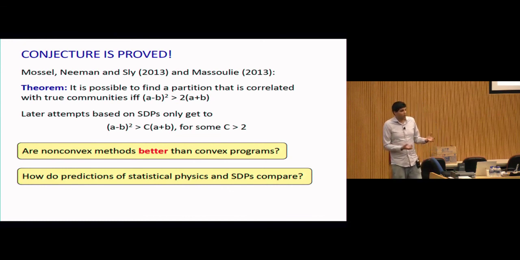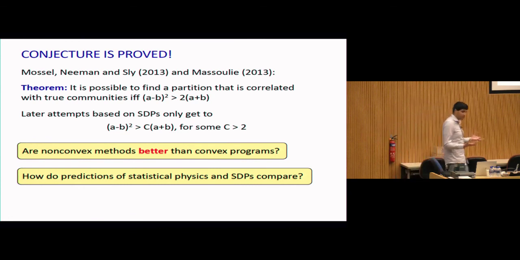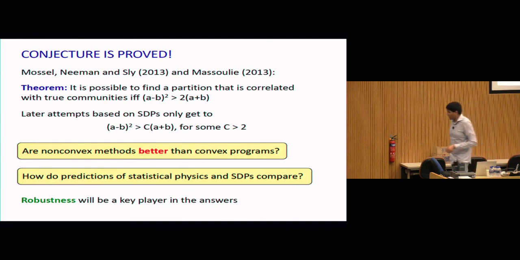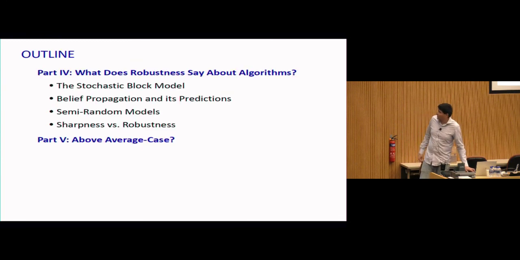When all of a sudden these worlds of theoretical computer science and statistical physics are colliding and talking about the same problems, do we make the same predictions? And if we don't, who's right and who's wrong? So it turns out that robustness is going to play a key role in the answers to these questions, because they're a lot more subtle than you might think.